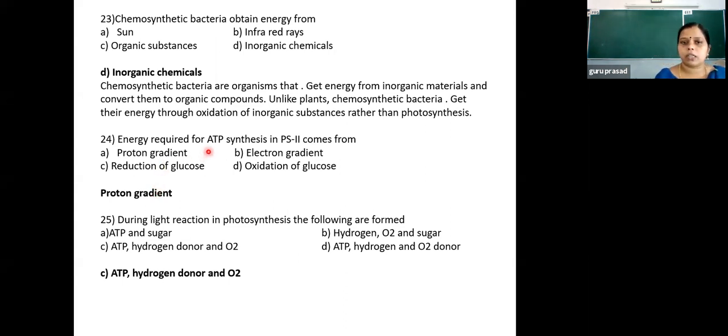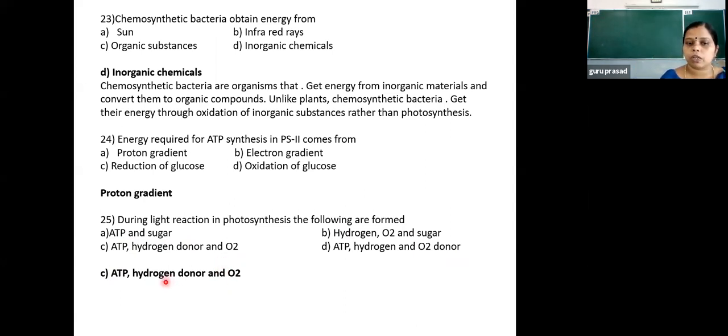So that's why, which is the correct option here? Proton gradient. Clear? Next, during light reaction in photosynthesis, the following are formed: ATP and sugar, hydrogen, oxygen and sugar, ATP, hydrogen donor and oxygen, ATP, hydrogen and oxygen donor. So we know during light reaction, ATP is synthesized, hydrogen donor, proton donors are synthesized, and oxygen is also set.